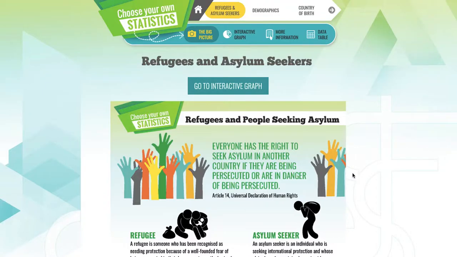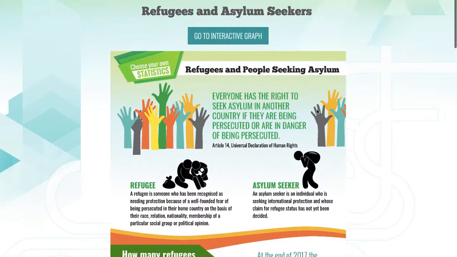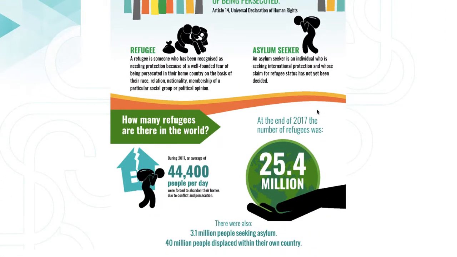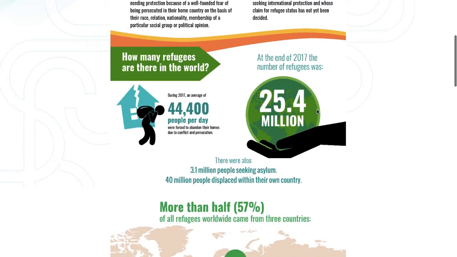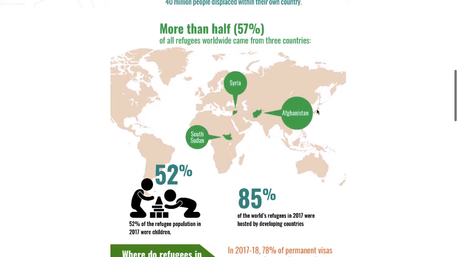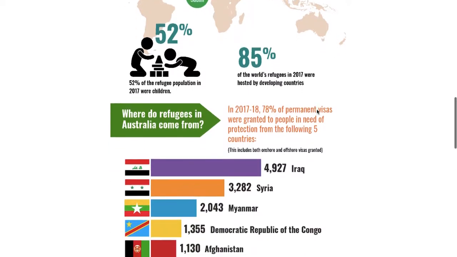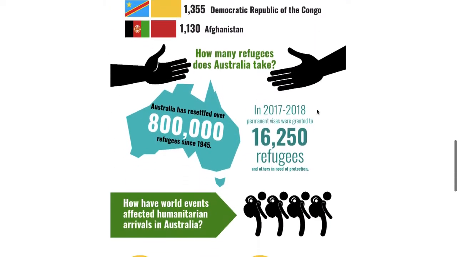Refugees and Asylum Seeker tab of the ABC Splash website. I'm going to give you a bit of an overview of how to use it and some of the features on it. So, in the Asylum Seeker and Refugees tab up here, we've got the big picture section, which is an infographic that gives us some information about where refugees have come from that have settled in Australia. So this is lots of useful information that will help you in your project here.